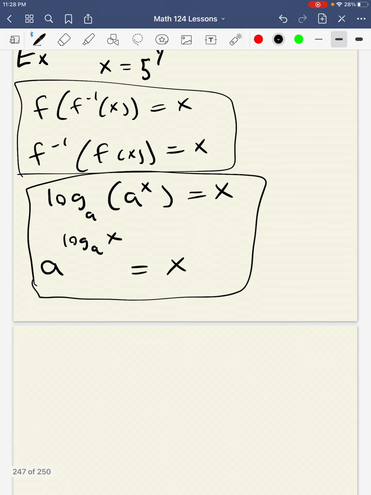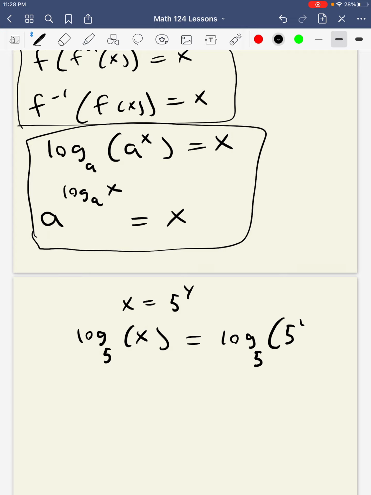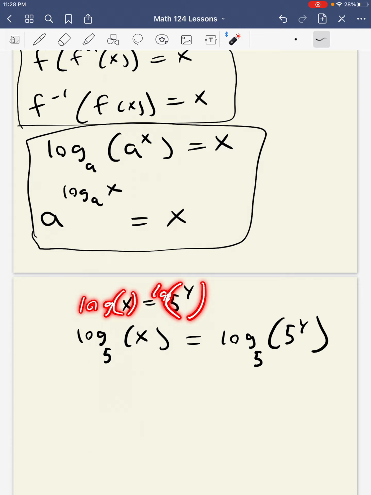And we can use that trick to solve this example. So if we're looking at x equals 5 to the y and we want to solve for y, you just take the log base 5 of both sides. If you take the log base 5 of both sides, you have this, right? So all I did was take the log base 5 of both sides. Just take the log of both sides. That's what we're doing here.